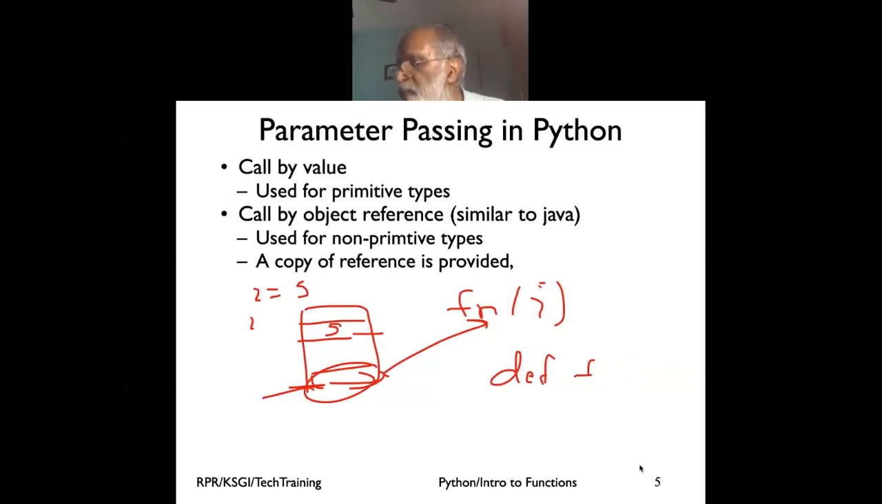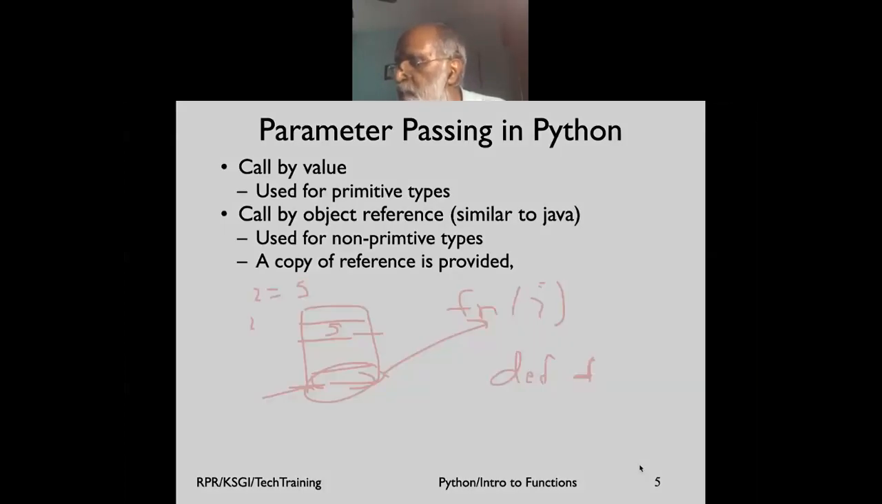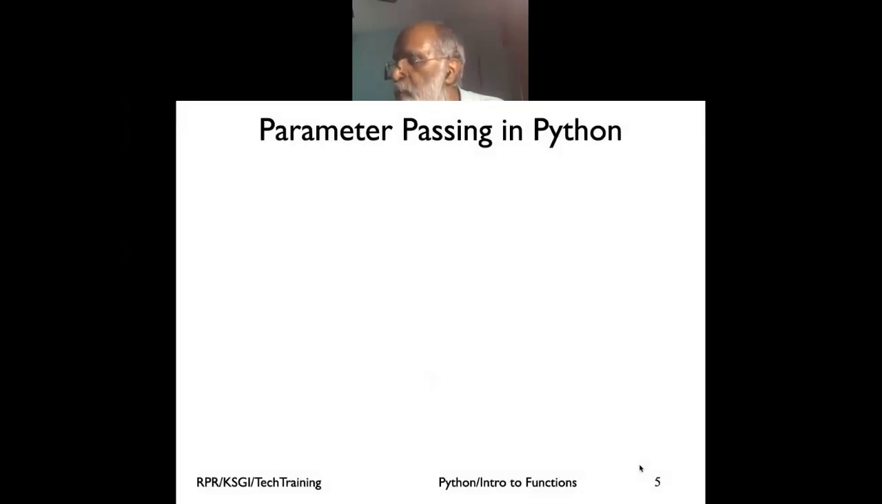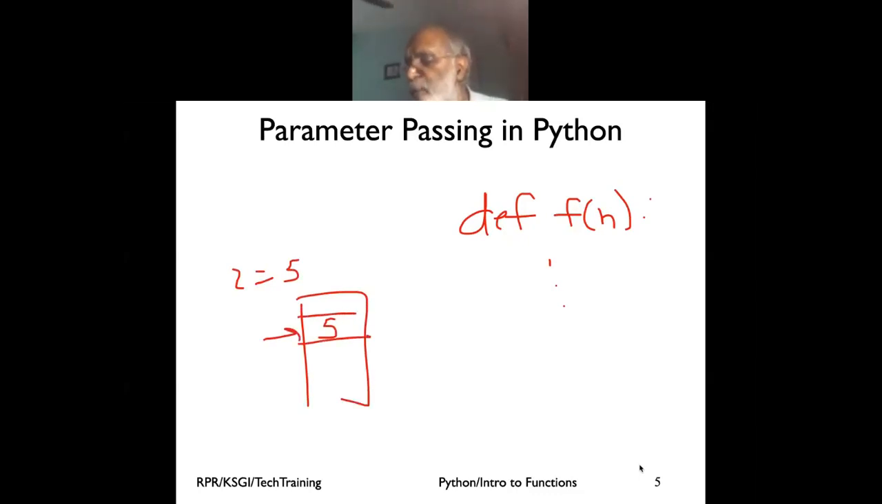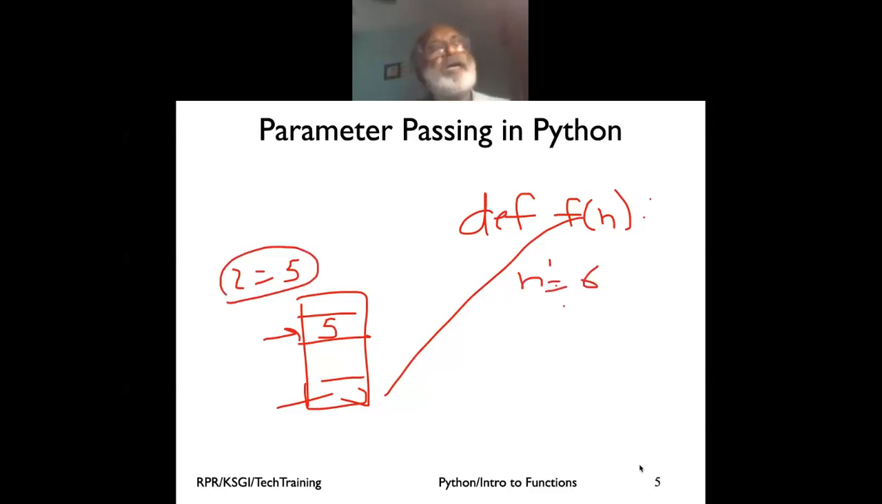When I say def f and define, when I've done def f function n colon whatever I'm trying to do. So if n happens to be an integer, let's say i is equal to 5, and 5 is stored somewhere in memory, I'll basically make a copy of 5 in some other location and pass on that value to n. So if I make n equal to 6 inside, this original 5 never gets changed, it remains the same.